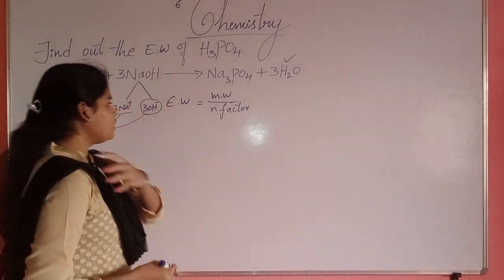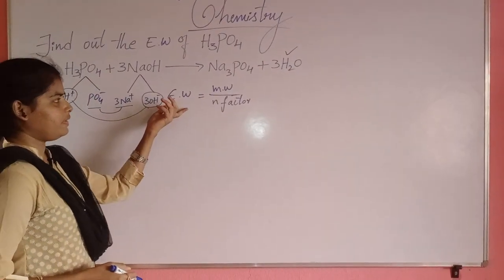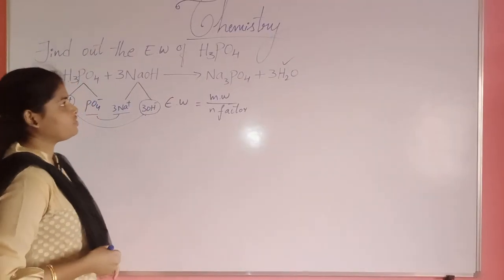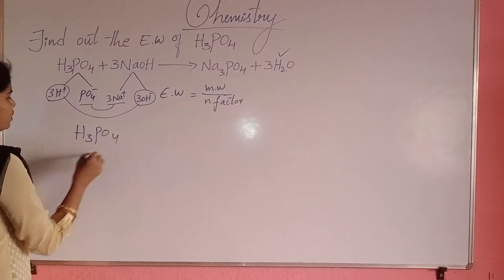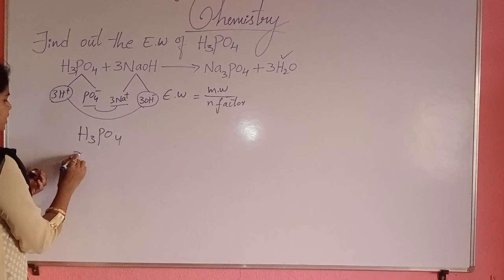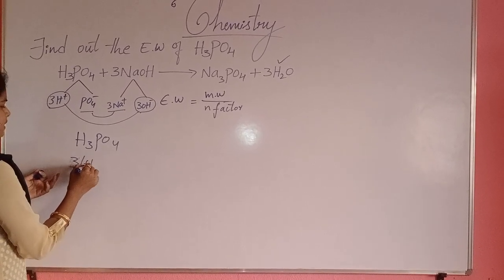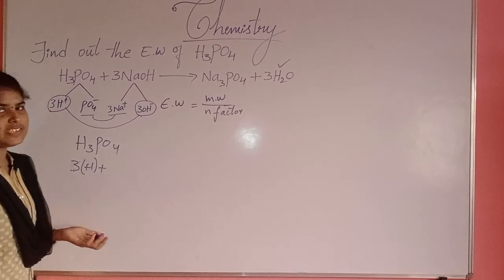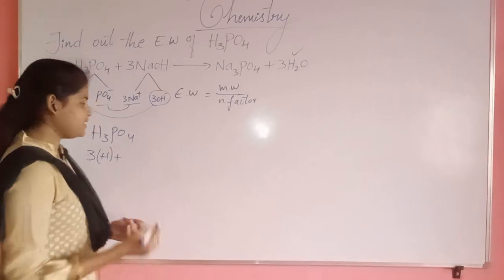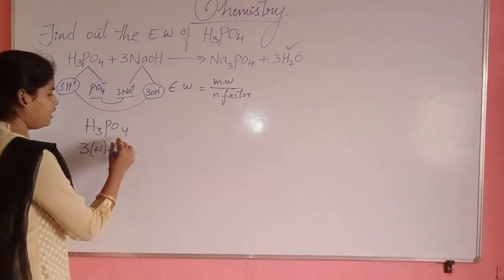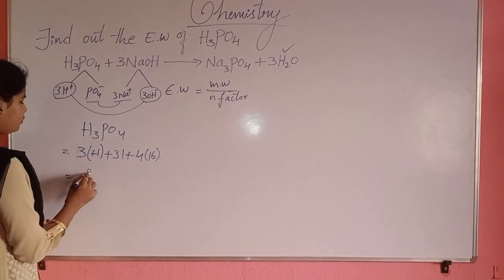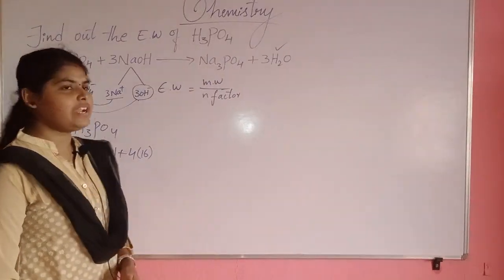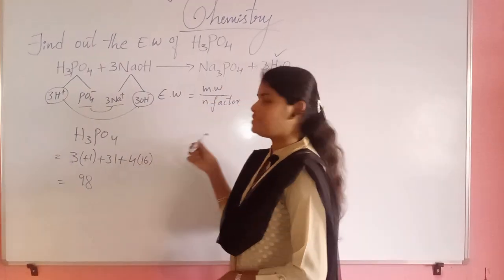Here is how we find the equivalent weight. First, the molecular weight of H3PO4: hydrogens, 3 into its mass, which is 1. Then phosphorus, since its atomic number is 15, its mass is 31. Then we have 4 oxygens, each with mass 16. Finally, if you add these up, you will get 98. So 98 is the molecular weight of H3PO4.